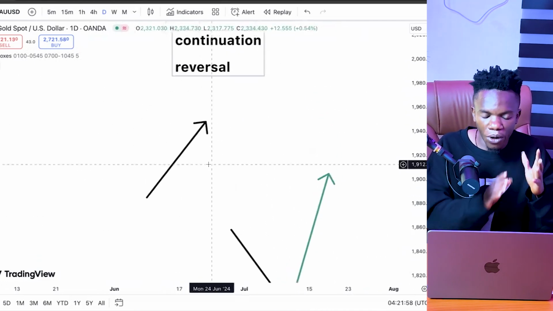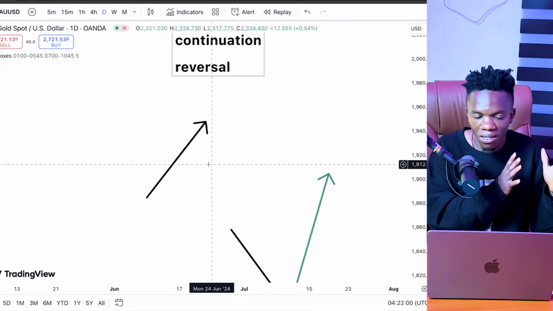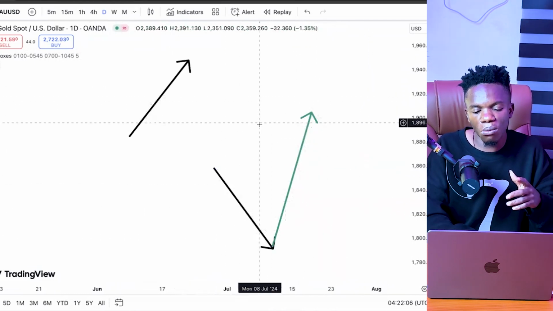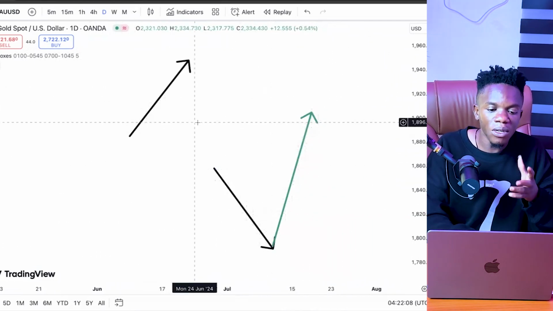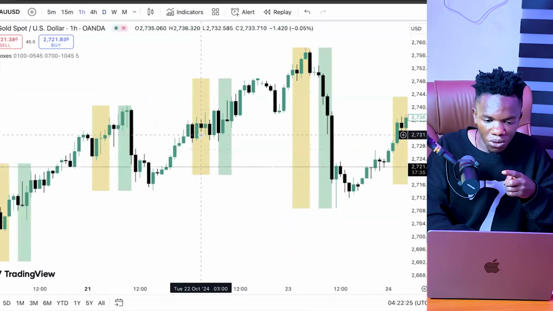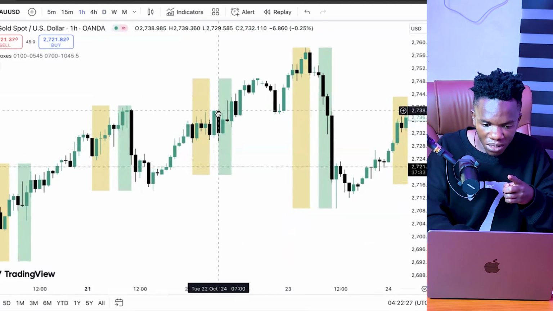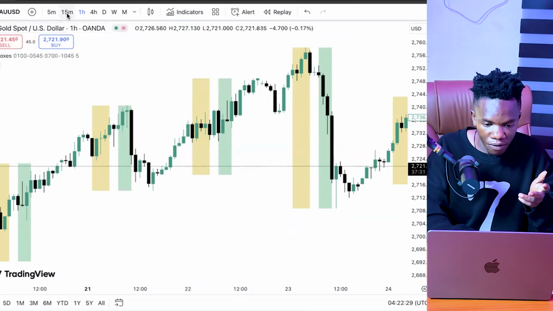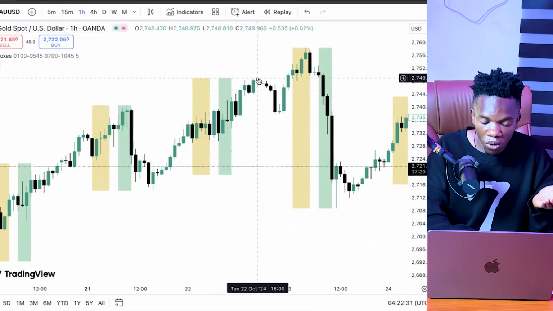Now for a continuation direction, it's very, very easy. I don't want to dwell too much on this, because this is where most of you guys find it difficult. Continuation is very, very easy. Let me show you guys an example on the chart. You see, this was a continuation day. London moved to the upside. If you go to a lower time frame, 5 minutes or 15 minutes, then New York continued in the direction.